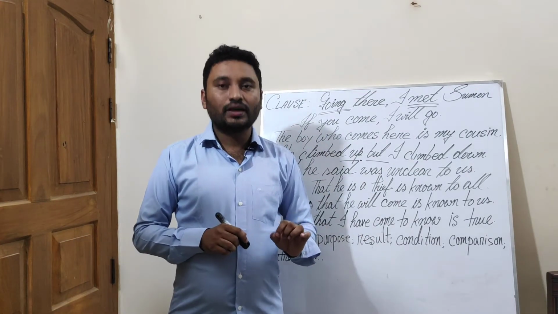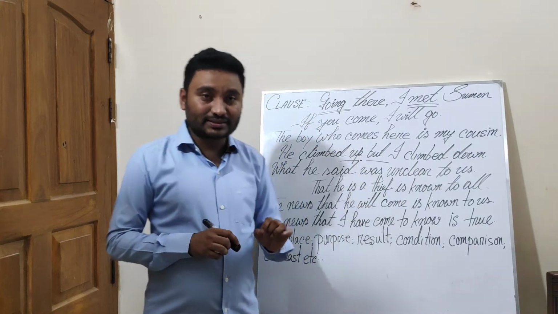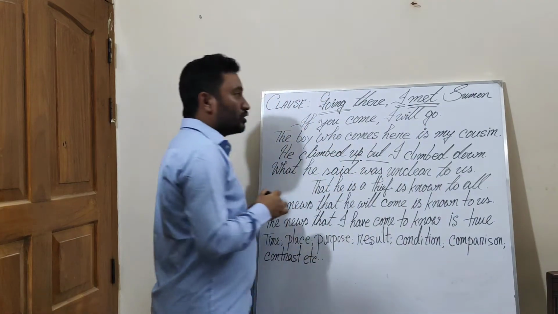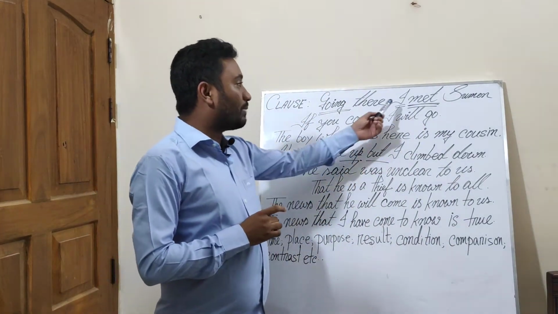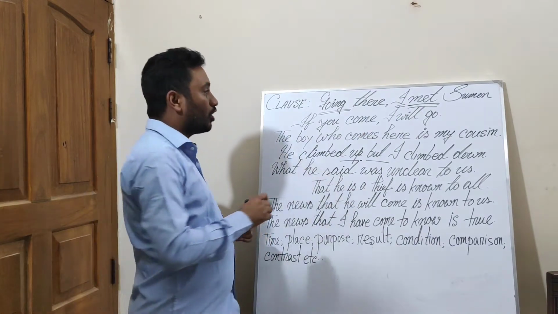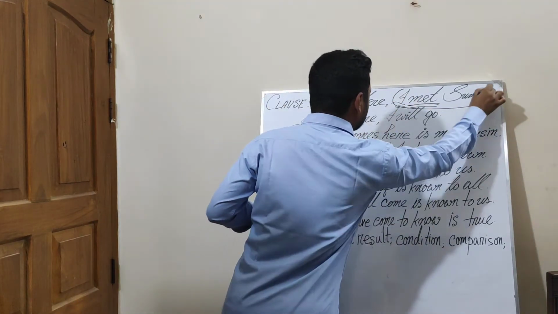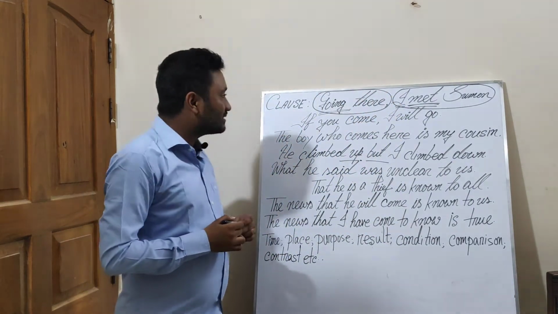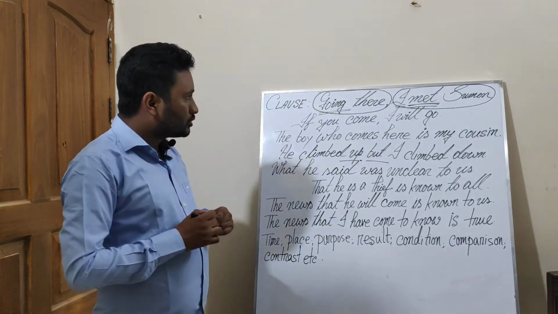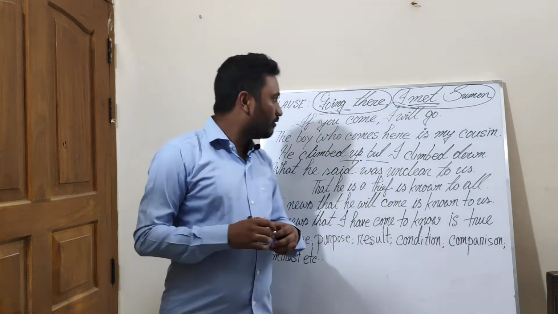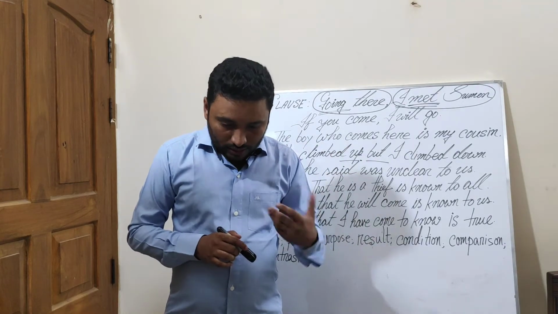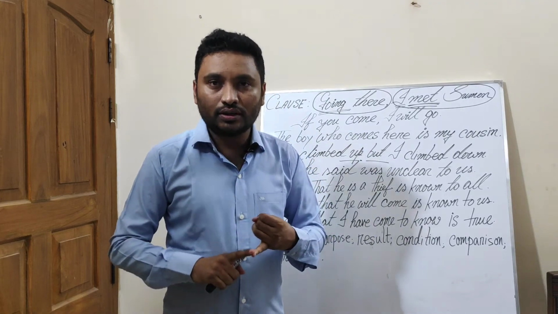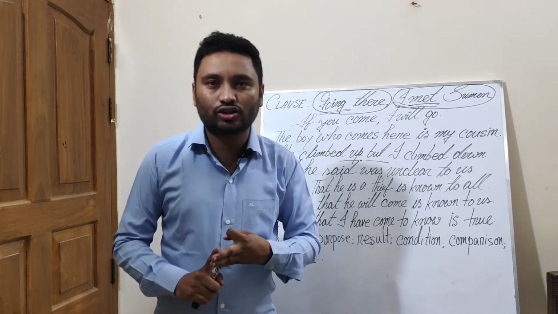What is a clause? A clause is a part of sentence that is formed with a subject and a finite verb. So in this sentence, this part is a clause. And the first part, going there, doesn't contain any finite verb, so it is a phrase. So we have come to know what is a clause and what is a phrase. Now, there are three types of clauses. These are principal clause, subordinate clause, and coordinate clause.